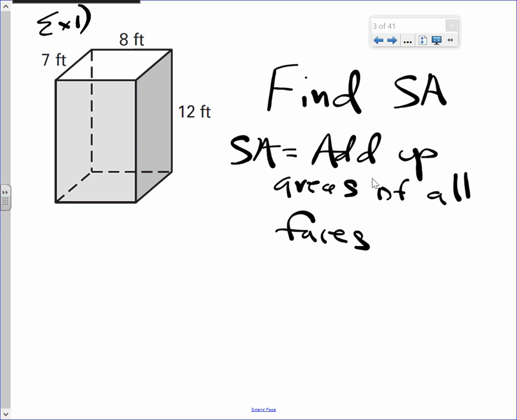How many faces are there, Gordon? There's 6 faces. Guess what, ladies and gents? We're going to find the area of all of them and add them up. That's it. But the top and bottom are the same, right? Let me talk. Thanks. The top and bottom are the same, so all I got to do is find 1 and multiply by 2. And then what's the other one, Moreno?